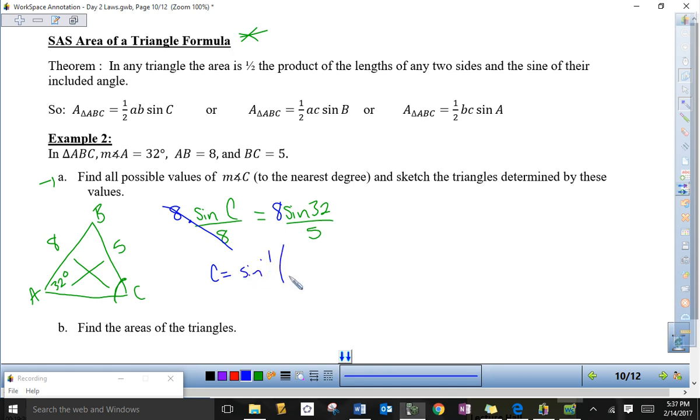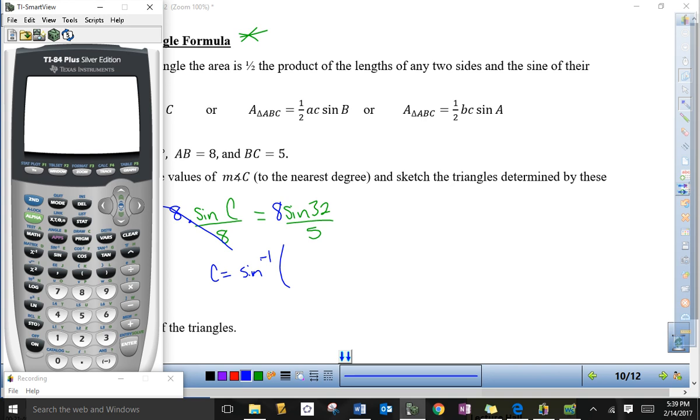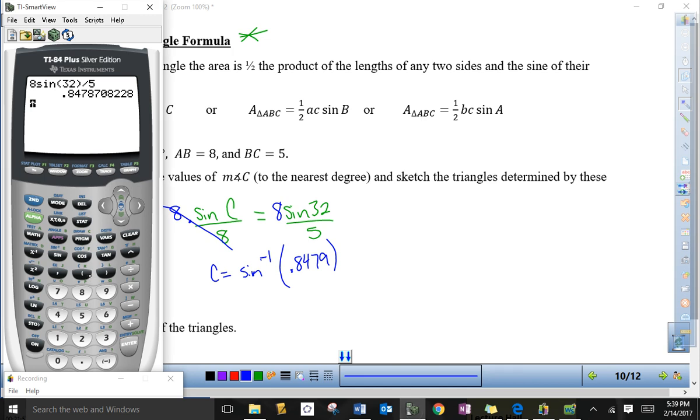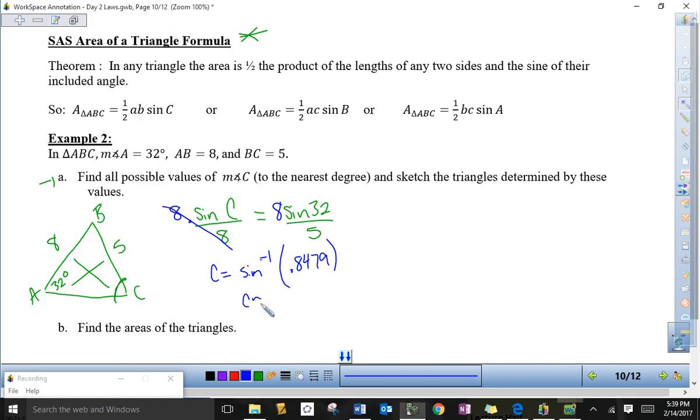Now, you can get this number as a decimal first, or you can type in this whole expression. It might be easier, so you don't have to worry about a ton of parentheses, to just take 8 sine of 32 divided by 5, and then we need to take the inverse sine of that decimal, 0.8479. To the nearest degree, that's about 58. And that works in our triangle here.